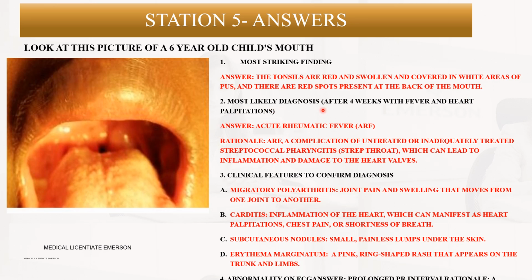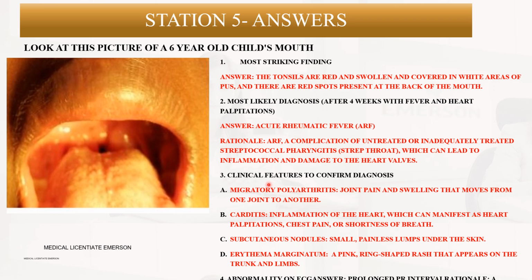Then, what is the most likely diagnosis after 4 weeks, of course, with fever and heart palpitations? So our answer is acute rheumatic fever. Okay, the rationale is that acute rheumatic fever is usually a complication of untreated or inadequately treated streptococcal pharyngitis, also known as strep throat, which can lead to inflammation and damage to the heart valves. So meaning after 4 weeks of the fever and heart palpitations, the child has come with acute rheumatic fever.